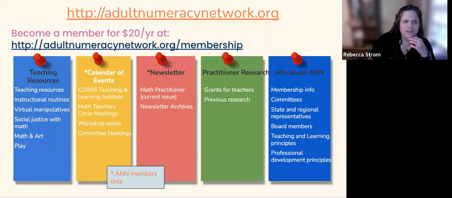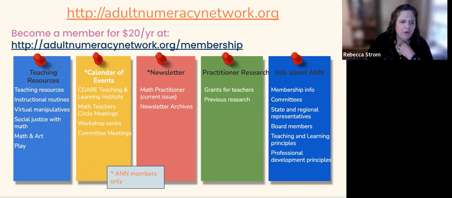This is the information about the Adult Numeracy Network. Like they said, it's $20 a year, and that's for 1 year. I think 2 years is, I don't remember, 35 or something, but 3 years is only 40. So there is that break in there as well.